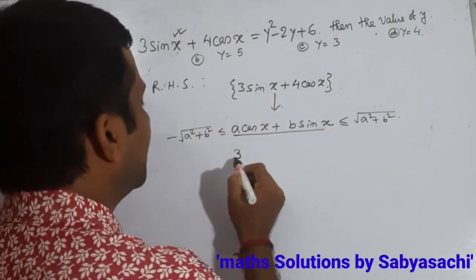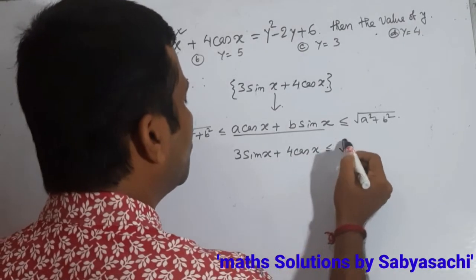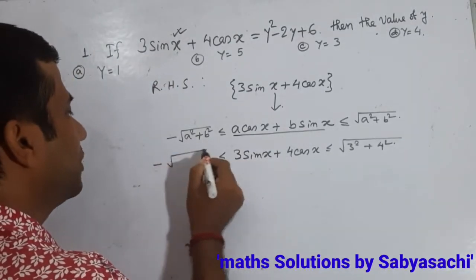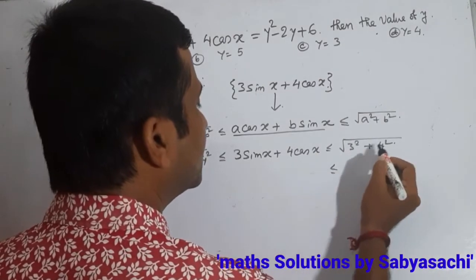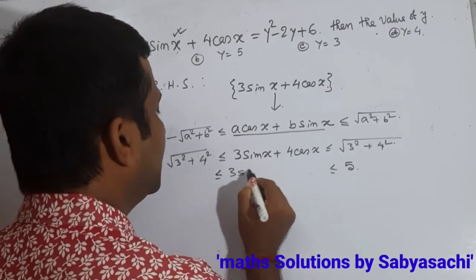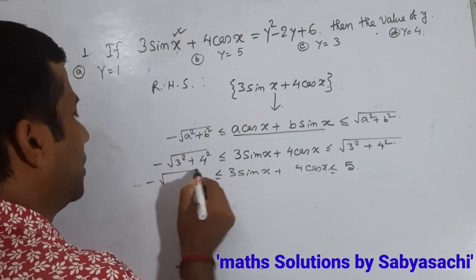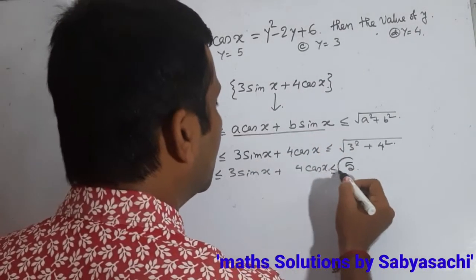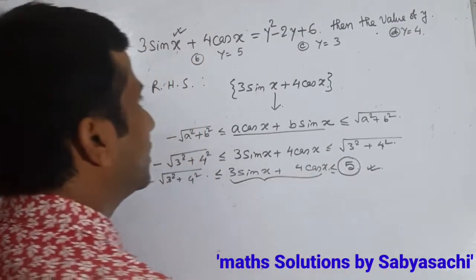Then its maximum and minimum values are root over 3 square plus 4 square and minus root over 3 square plus 4 square. That means 9 plus 16 is equal to 25, which is equal to 5. That means 3 sin x plus 4 cos x is less than or equal to 5. So the maximum value of 3 sin x plus 4 cos x is 5.